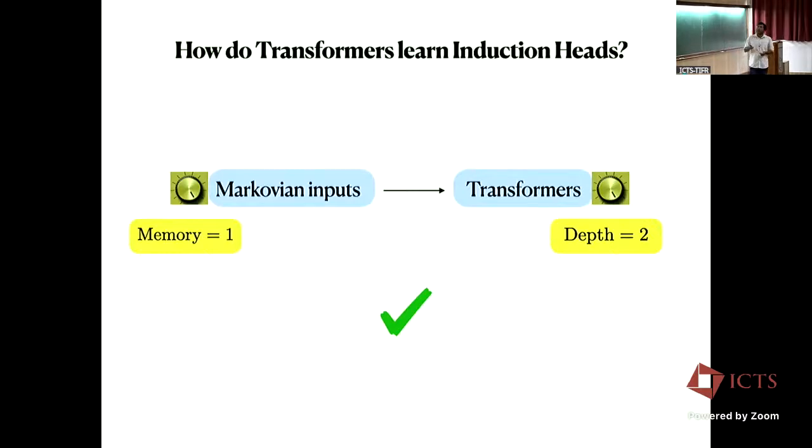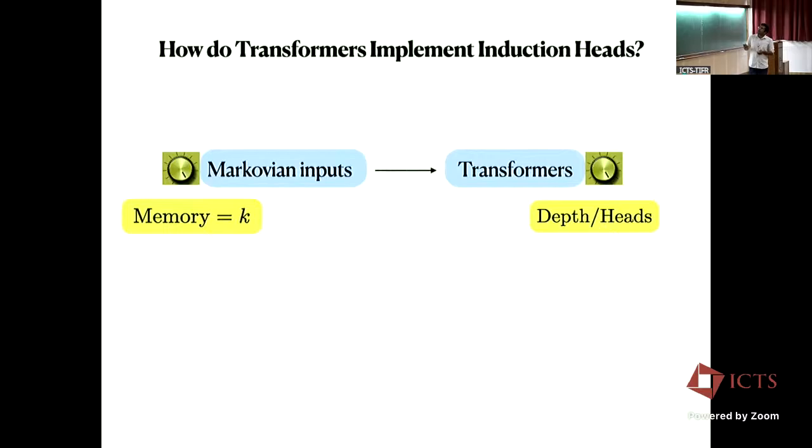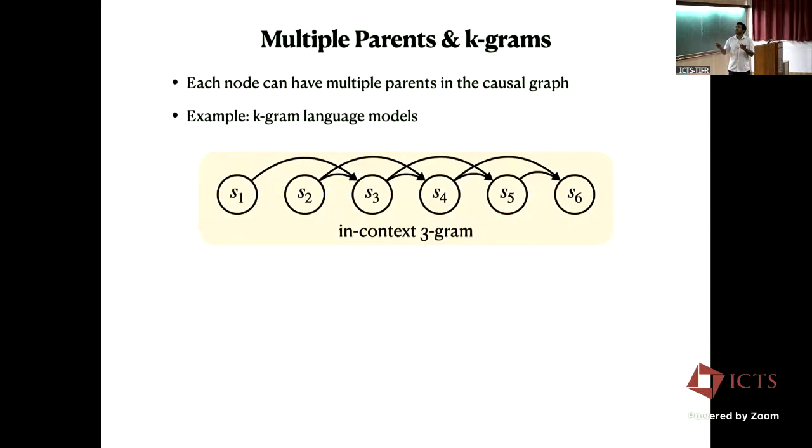Okay, this is what I talked about so far, for this first-order memory. So you can ask, what happens if I take arbitrary memory, like a memory of K? In this case, let's say I take a 3-gram. S4 has 3 parents. Actually, 3-gram means 2 parents, right? One is S3 and the other is S2.